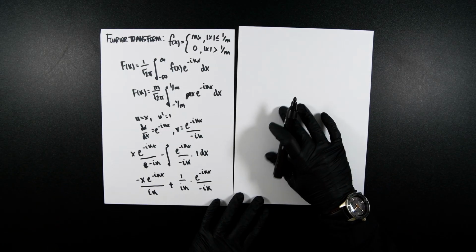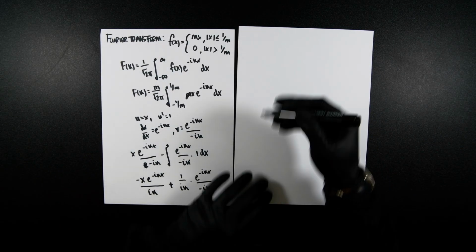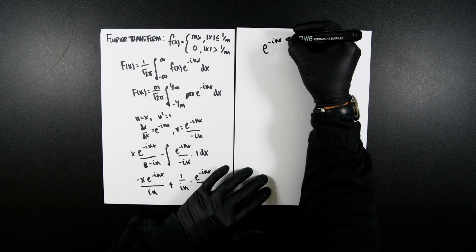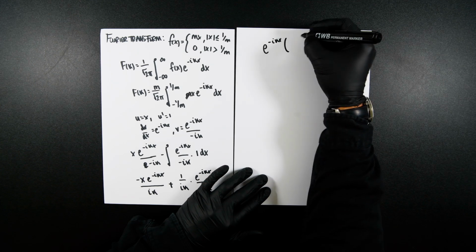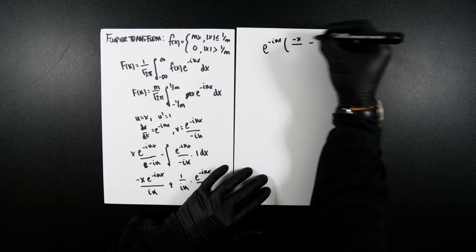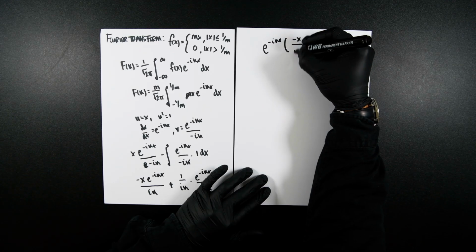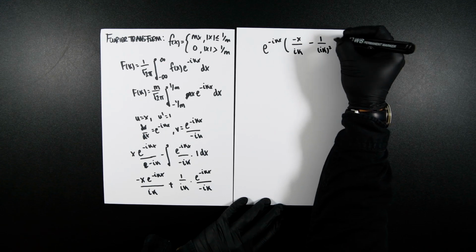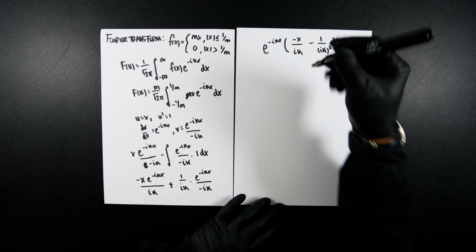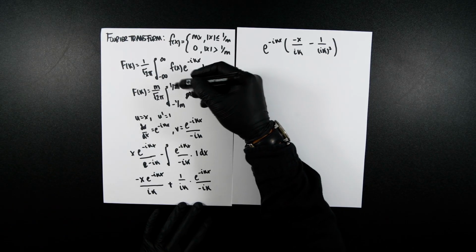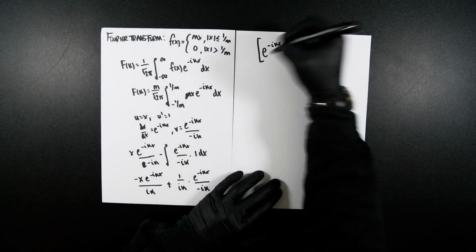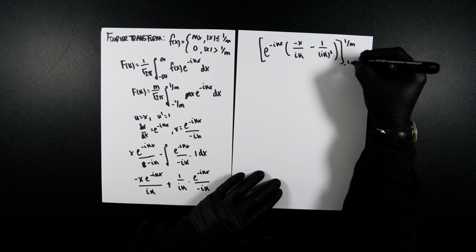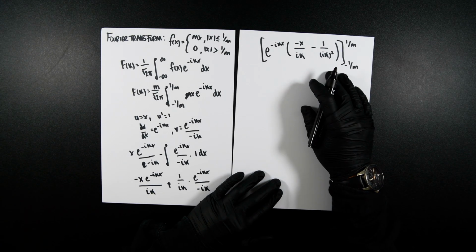We can now see that e to the minus ikx is common on both sides, so let's pull that bad boy out. So e to the minus ikx is out, and you're then going to get minus x 1 over ik, minus 1 over ik squared. And we know the limits that we set are 1 over m and minus 1 over m. So we can apply these limits to our final integral.